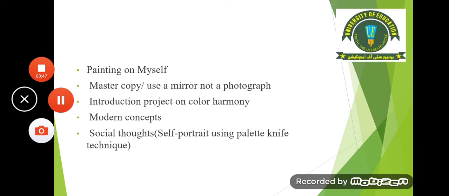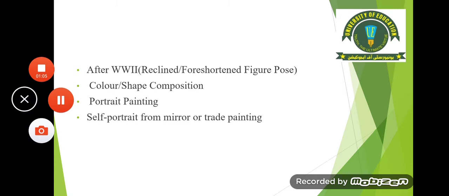painting on myself, master copy in which you will use a mirror, note a photograph, introduction project on color harmony, modern concepts, social thoughts, self-portrait using palette knife technique. After World War II, reclined foreshortened figure pose, color shape composition, portrait painting, self portrait from mirror.